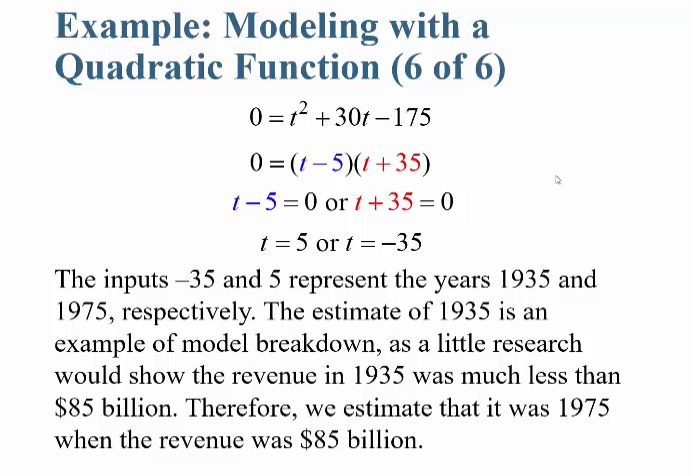So the inputs negative 35 and 5 represent years 1935 and 1975 respectively. So the estimate of 1935 is an example of a model breakdown, as a little research would show that revenue in 1935 was much less than 85 billion, obviously. So therefore, we estimate that it was 5 years since 1970, 1975, when revenue was $85 billion.